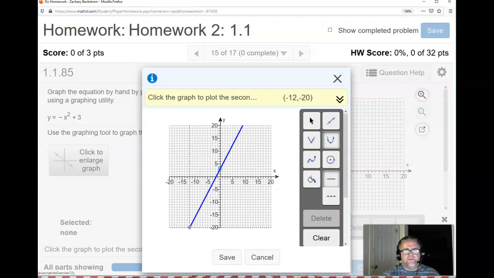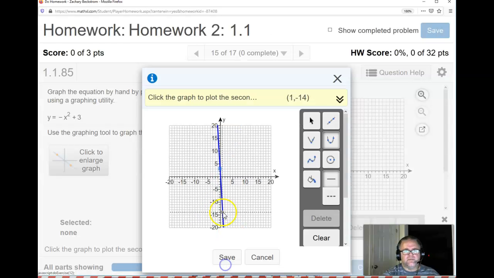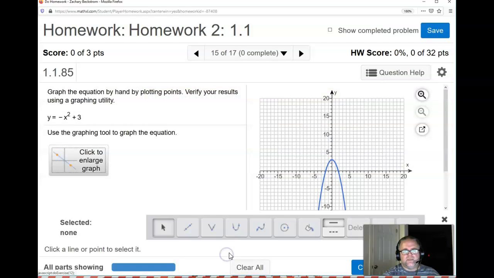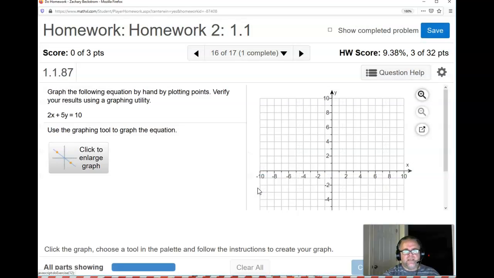And then if I look back at my whiteboard, I also have these 5 points, although all I need is 2 of them. So I'm going to use the (-2, -1) and the (2, -1). So going back here, I have (2, -1) and (-2, -1). Hit save, check that answer, and that's it.